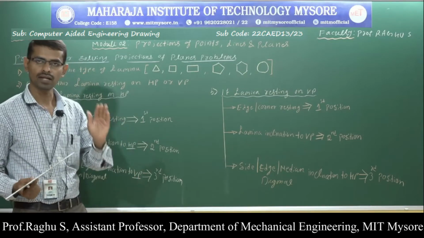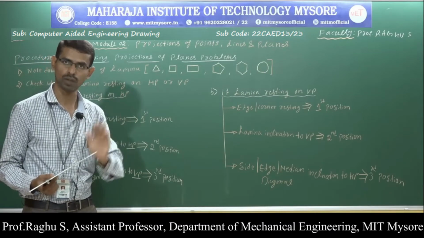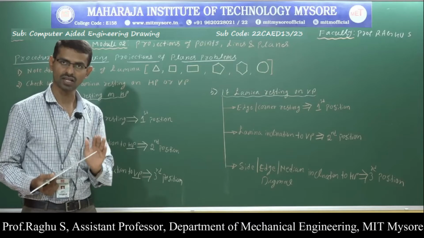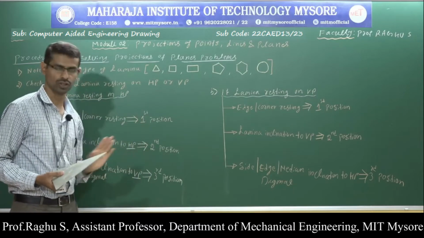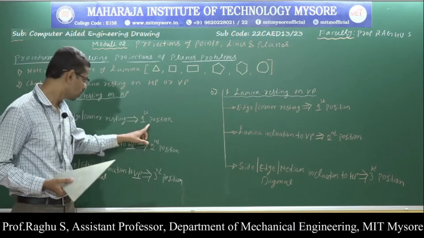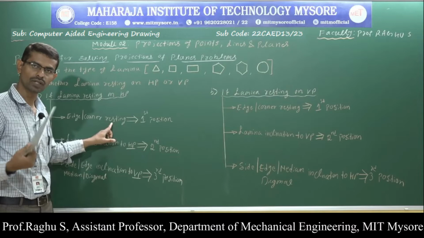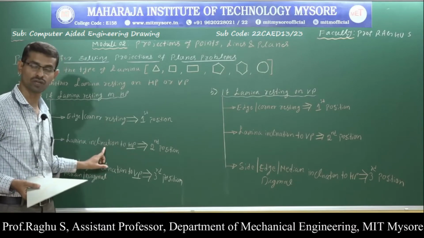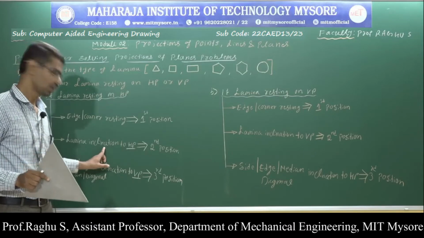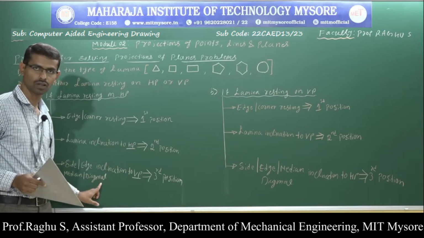So when the lamina inclination is with respect to HP and the side inclination is with respect to VP, the problem will be solved in three positions. The first position is the edge or corner resting condition. Identify whether the lamina is resting on an edge or corner. Next, note down the lamina inclination with respect to HP. Then note down the side or edge inclination with respect to VP.